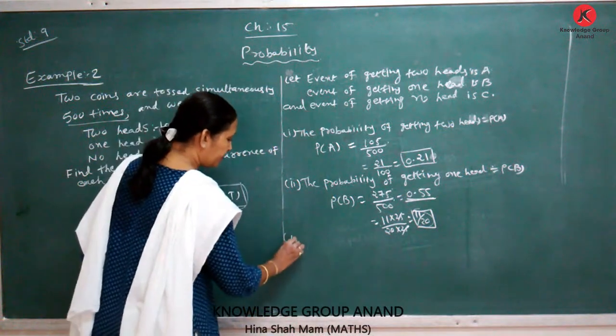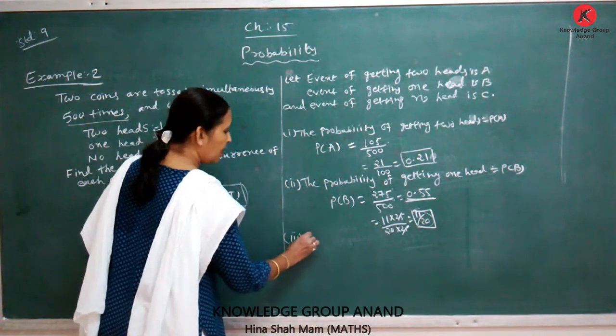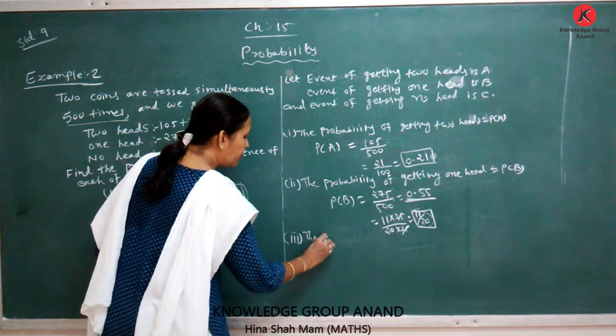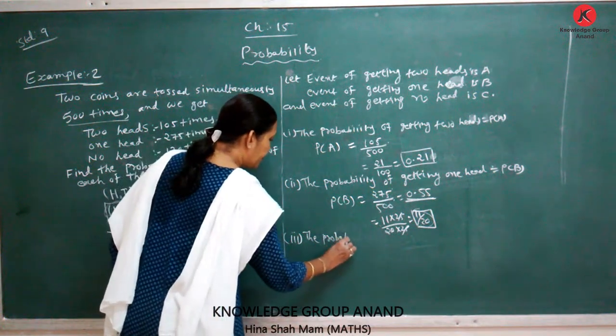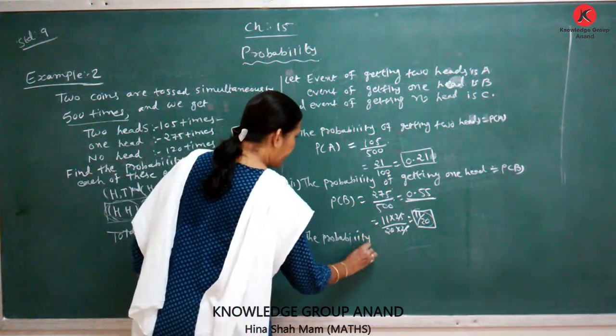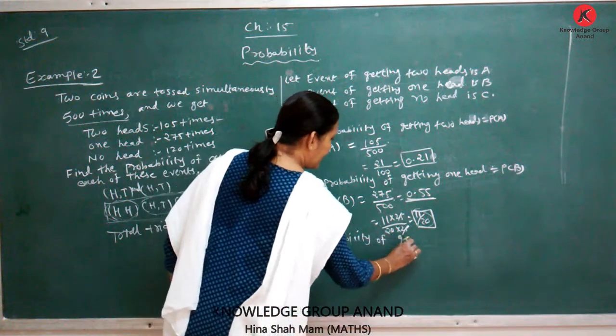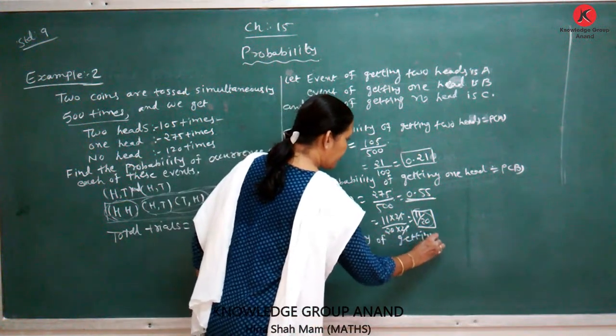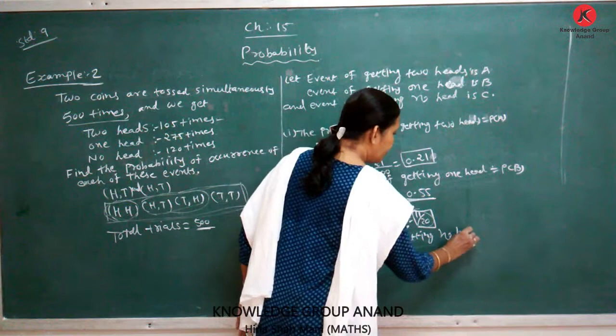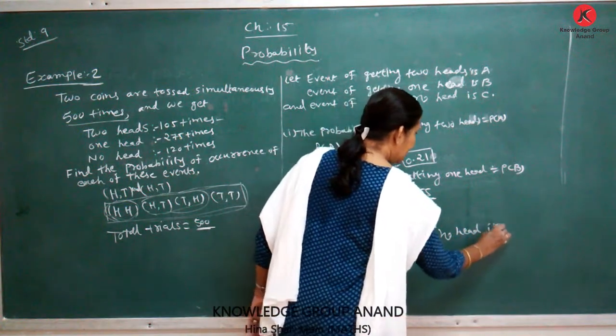Number 3: the probability of getting no head is P(C).